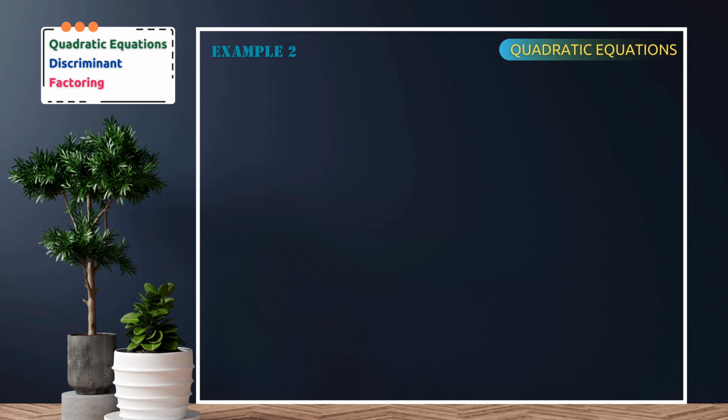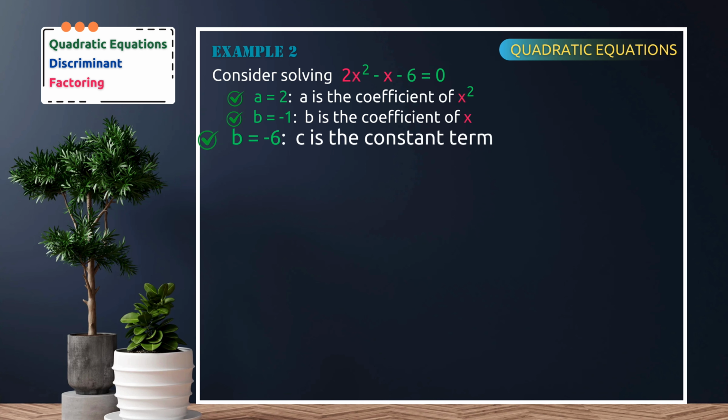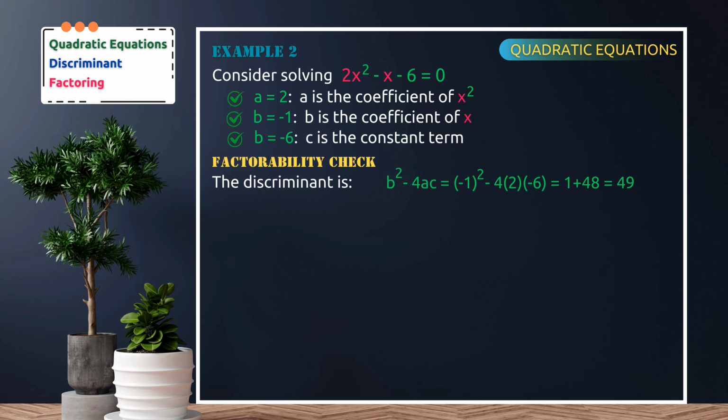Here is another example. Consider solving 2x squared minus x minus 6 equals 0. We have a equals 2, b equals negative 1, and c equals negative 6. The discriminant is given by negative 1 squared minus 4 times 2 times negative 6, which is 1 plus 48. The result is 49, which is a perfect square. Therefore, we can use factoring.